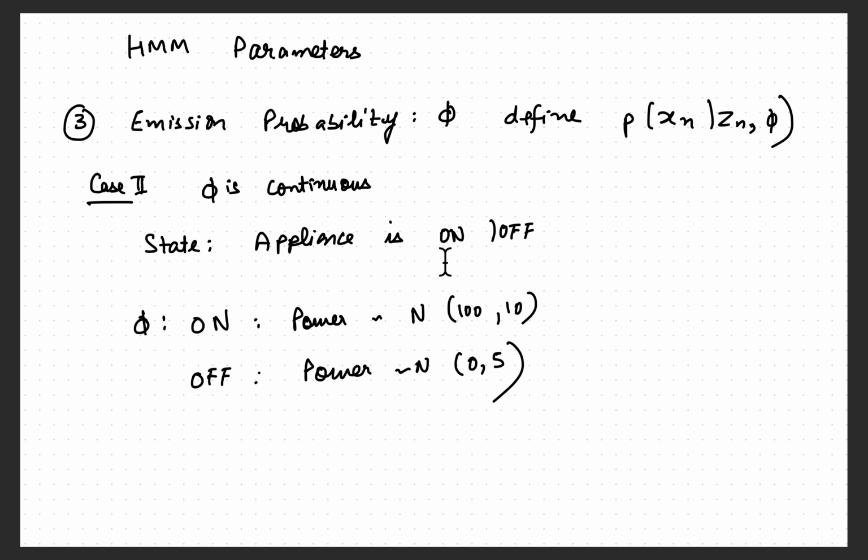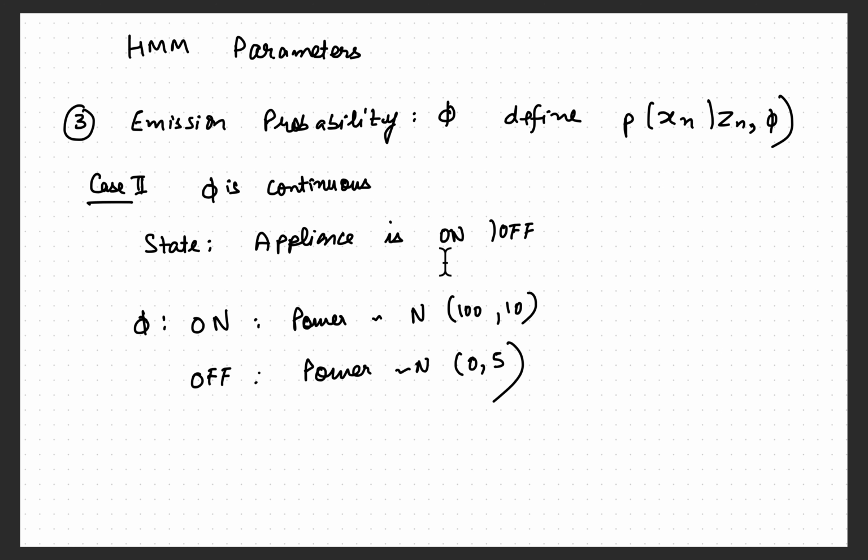As a second example of how you could define phi, let's assume we are trying to model the energy consumption of an appliance. The state of an appliance could be, let's say, only binary states. Either an appliance is on or off. And the observation that you have for each time instance is the amount of power being drawn from the appliance. Now, you could pretty much imagine that if the appliance is off, it would be consuming zero power, or close to zero power, assuming that there is some observation noise.